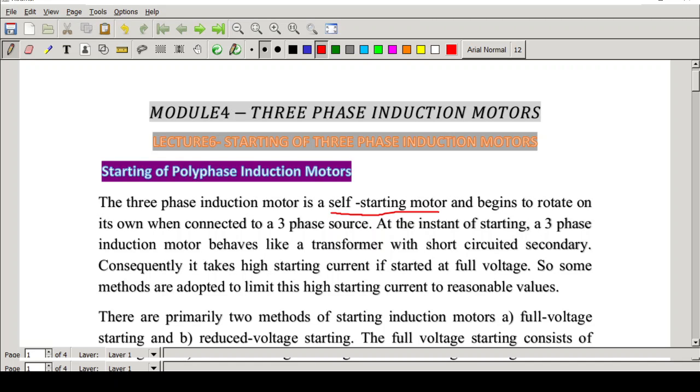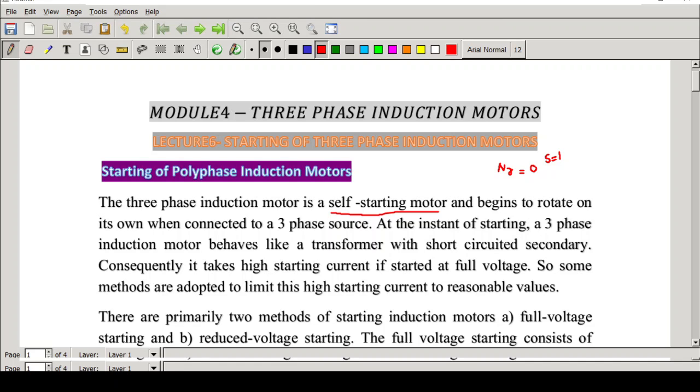Okay, now why do we need these starting methods? That is what we have to find. Let us analyze this three-phase induction motor. At the time of starting, the speed of the rotor NR is equal to 0, right? And what about the slip? Slip will be 1. So this is a starting condition, that is, when the rotor is at the standstill condition.